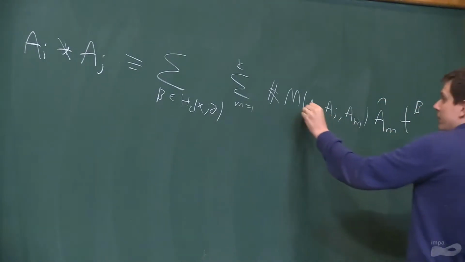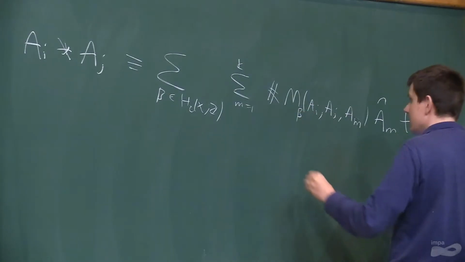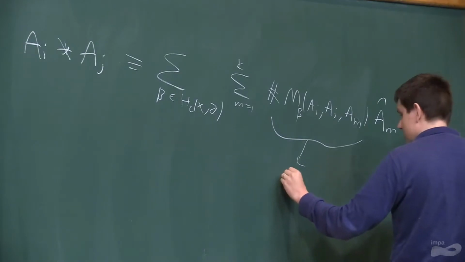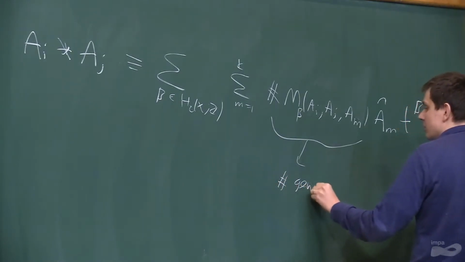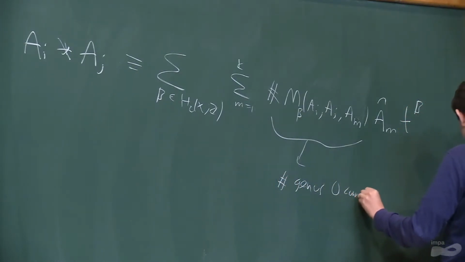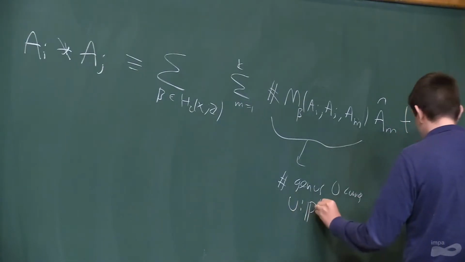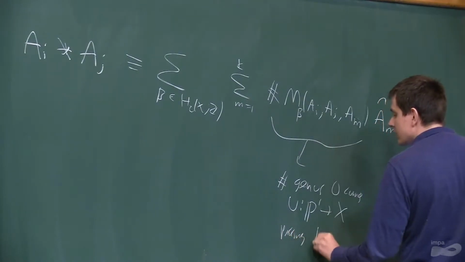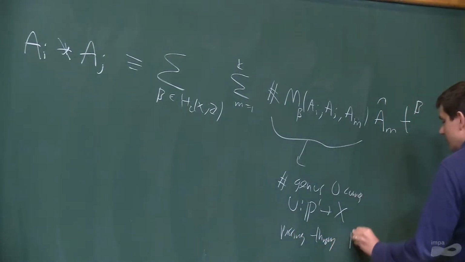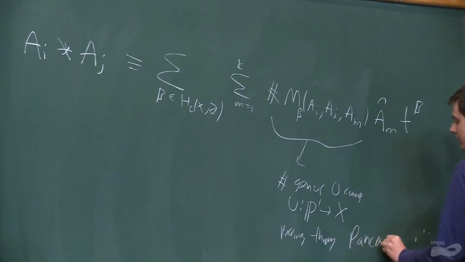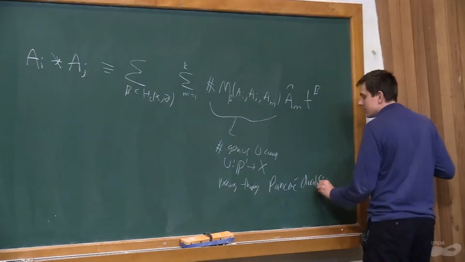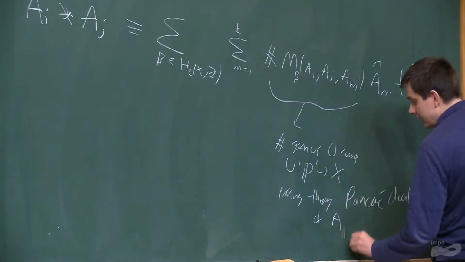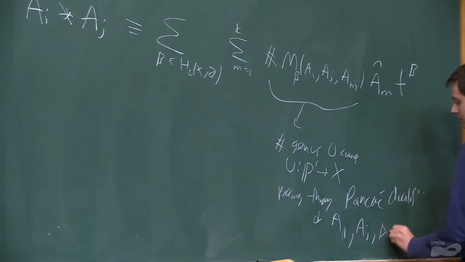Should be a beta somewhere, beta here. So this M is just the space of genus 0 curves, the number of genus 0 curves U passing through the Poincare dual of A1, AI, AJ, and AM.